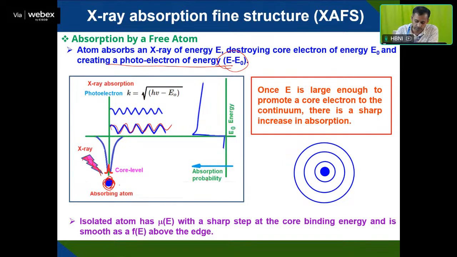Because of these changes, you plot the absorption coefficient versus energy. You will see there is a sharp absorption. This change in absorption is possible once the binding energy is reached. Once E is large enough to promote the core electron to the continuum, there is a sharp increase in the absorption spectrum. This is only in the case of a free, isolated atom.